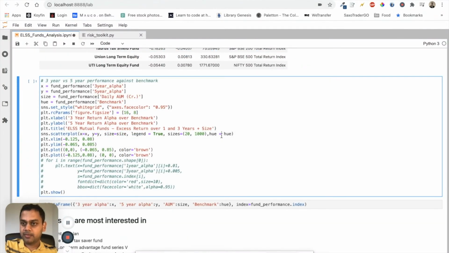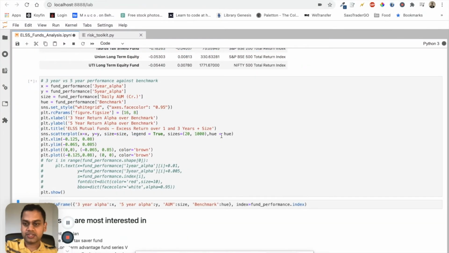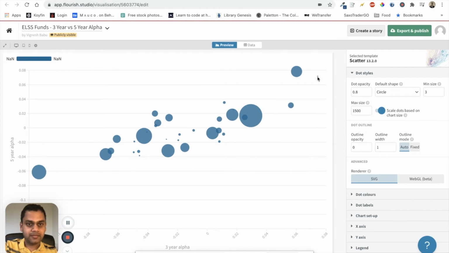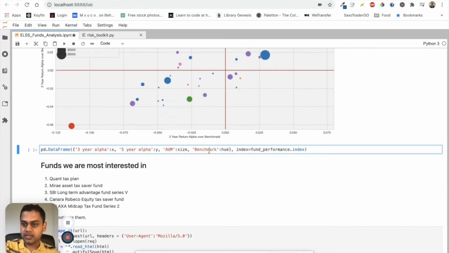Let's do the same with 3 years and 5 years. So this is the longer time frame, and you can see now there are slightly more funds in this quadrant, which is positive 3 year return alpha and positive 5 year return alpha. Let's plot them again, which I've done, and you can see Quantax Plan Fund comes up again. Mirai, which was also on that, has come up again. Canada, Robeco, and some of the other funds have also now managed to record positive alpha over a longer time frame. So I've done that.